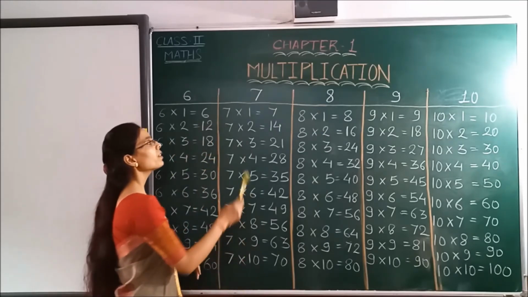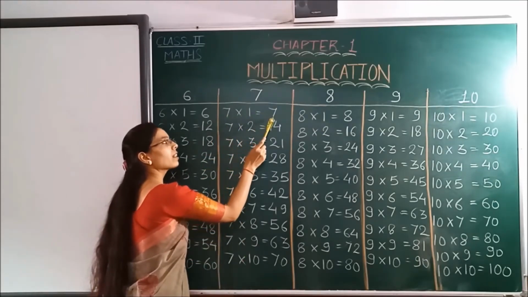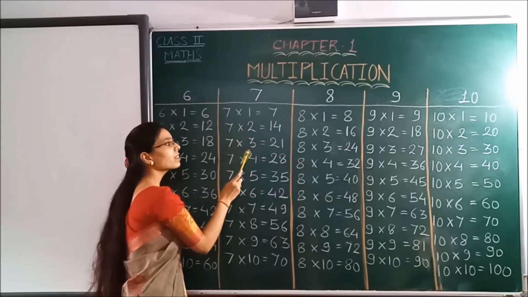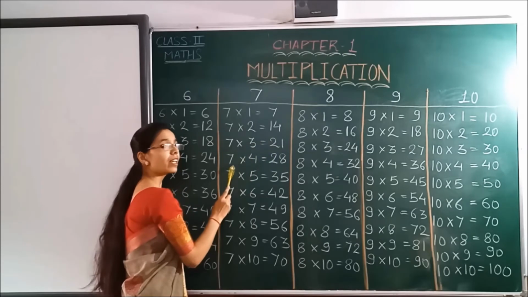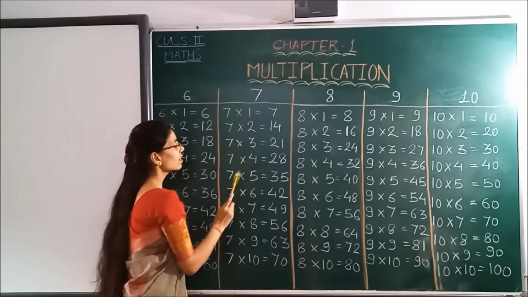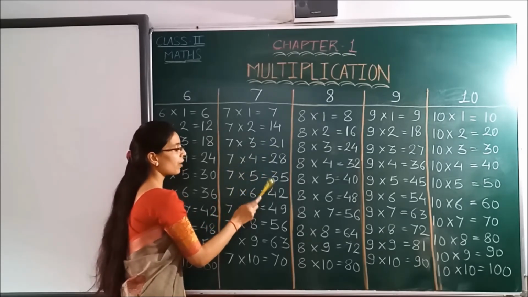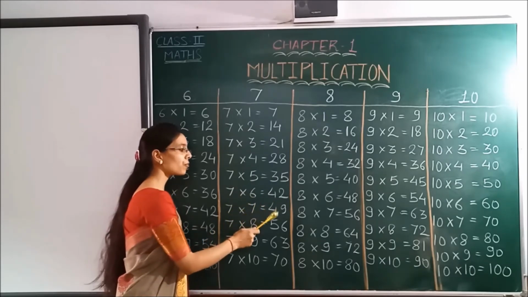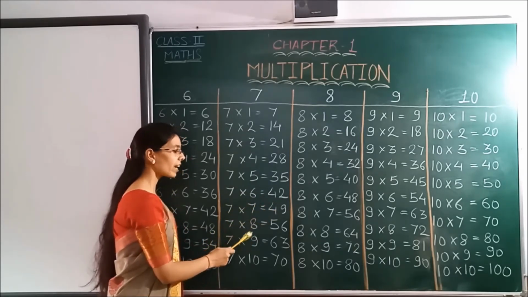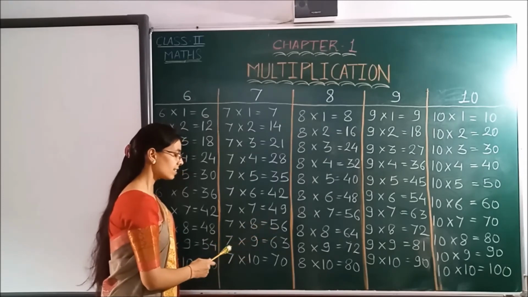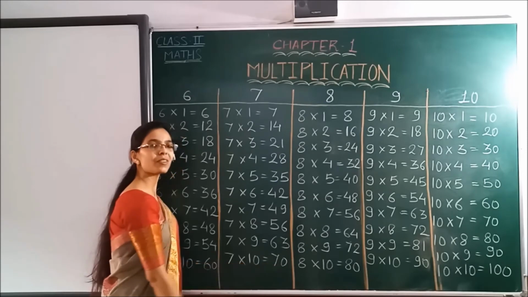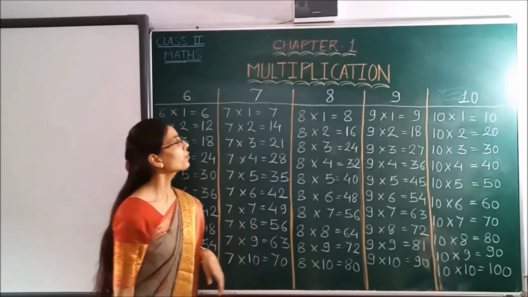Now, table of 7. 7 1s are 7. 7 2s are 14. 7 3s are 21. 7 4s are 28. 7 5s are 35. 7 6s are 42. 7 7s are 49. 7 8s are 56. 7 9s are 63. 7 10s are 70. Now, table of 8.